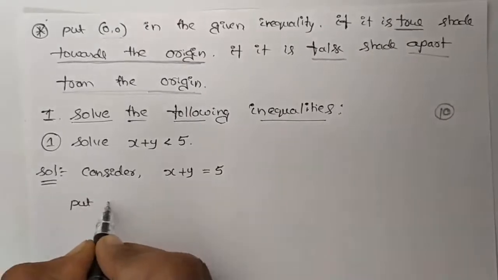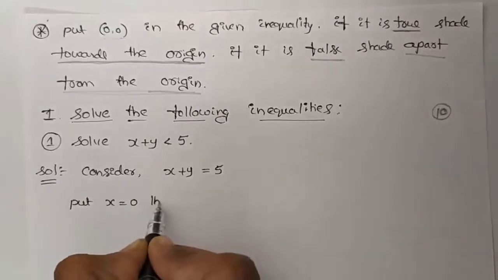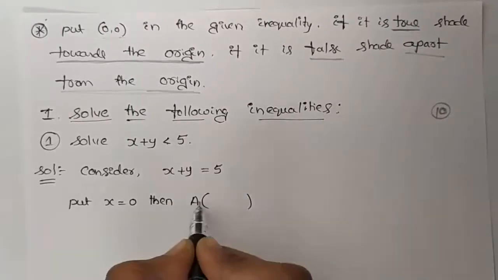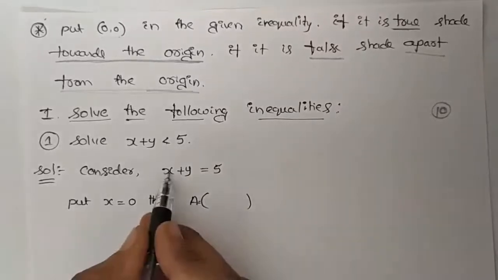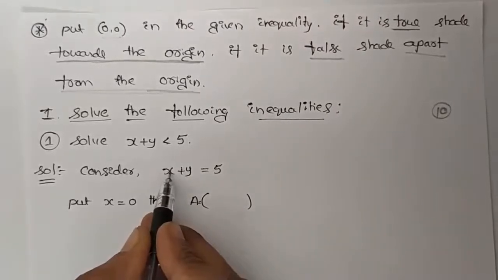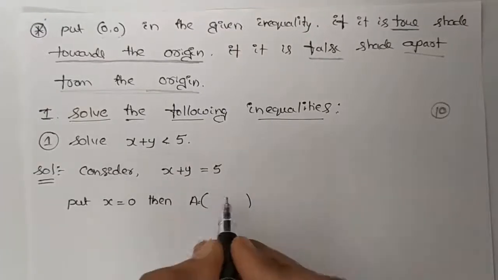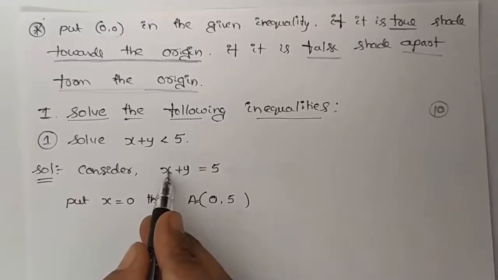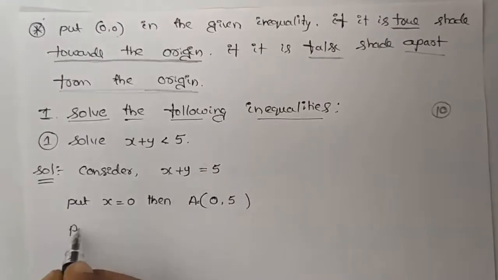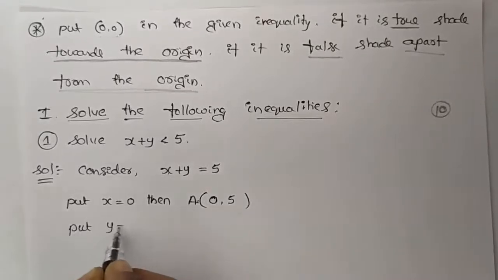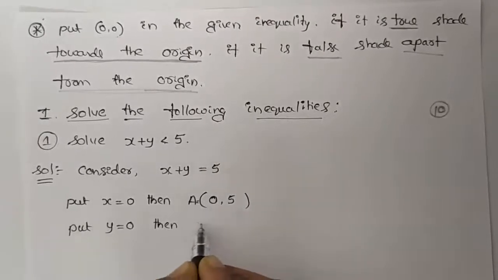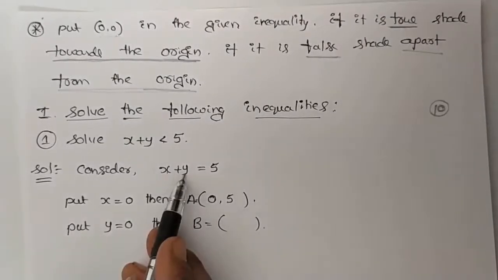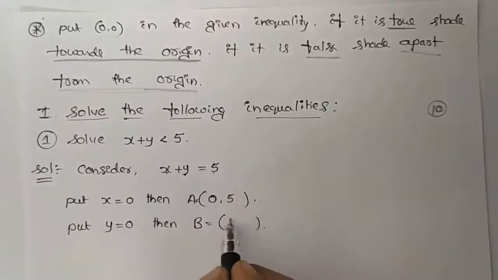Second step: put x equals 0, then we will get the point A. If x equals 0, put 0 in place of x, then the y value will become 5. So A is 0 comma 5. Next, in the second step itself, put y equals 0, then we will get B. If y is 0, then x equals 5. That is 5 comma 0.